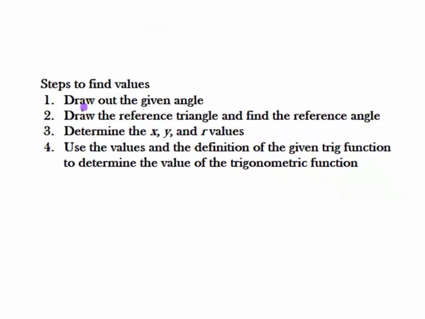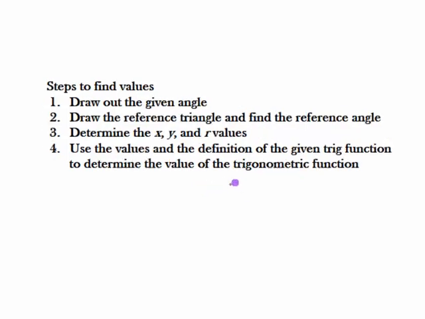First thing we're going to do is draw out the given angle. No matter what the trig function is, you want to draw out that angle. Second, we want to draw the reference triangle and also find the reference angle. That angle will allow us to determine what type of triangle we have. Third, we're going to use that to find the x, y, and r values. And finally, we're going to use those x, y, and r values and the definition of the given trig function to determine the value of the trig function.